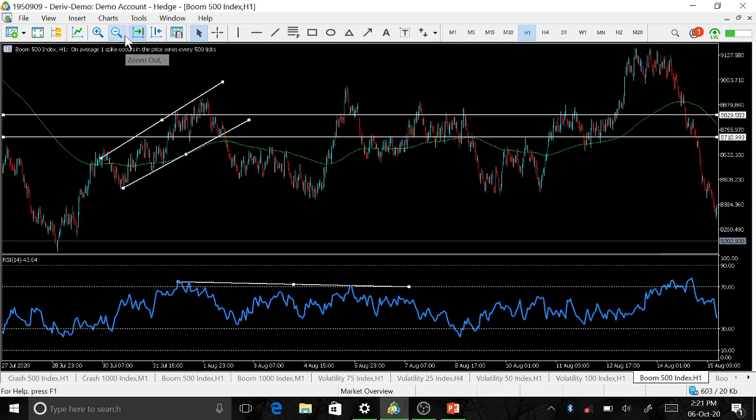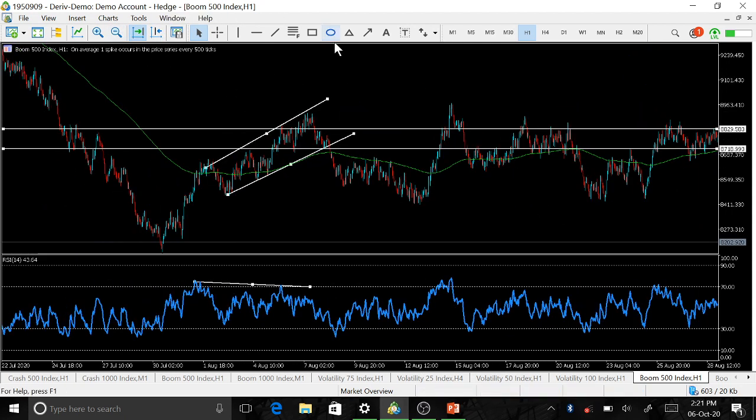So this is what we call a regular divergence. As you can see, after it signified divergence, the market actually changed from an uptrend into a downtrend for some while. This could be maybe 2 or 3 days because this is on the 1 hour time frame. So that is what regular divergence is all about.